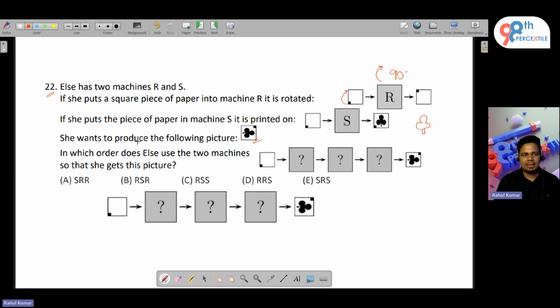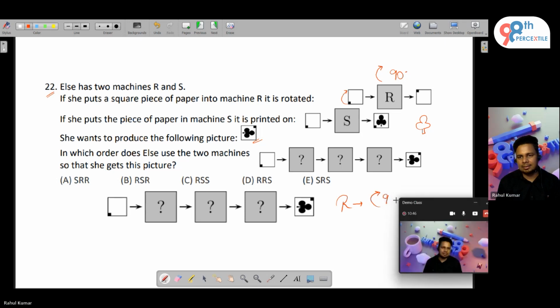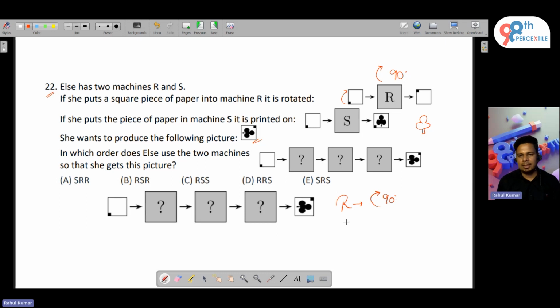Now let's first write down over here what these machines are basically doing. So R is rotating a 9 at 90 degrees, and S is doing nothing but adding this type of shape in the paper, right? Which is in forward. Now here you can see earlier we had this image and at the end we have this one. And here this shape is rotated. Actually S can put only this shape, but this shape is rotated. It means it has to be R.